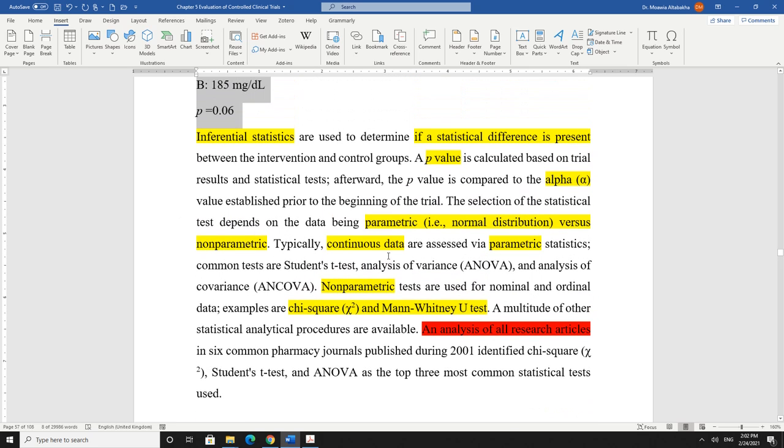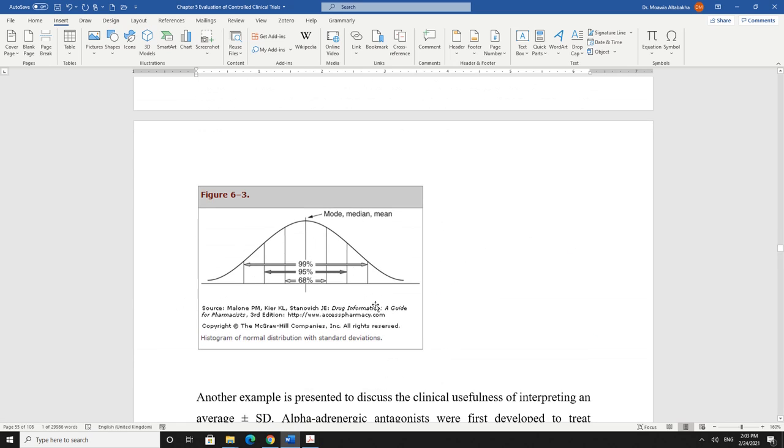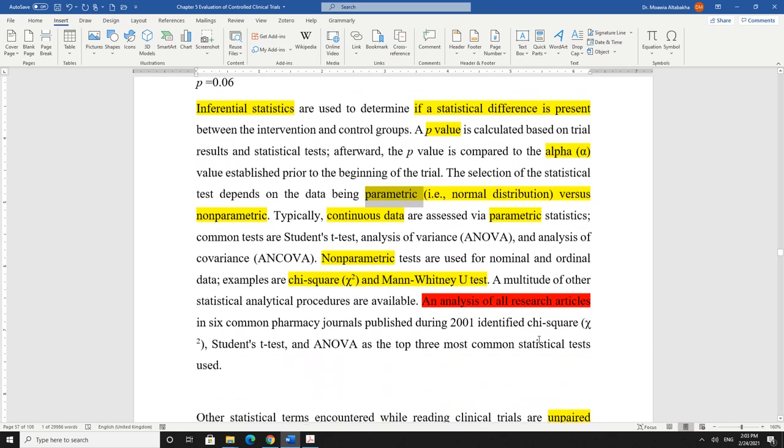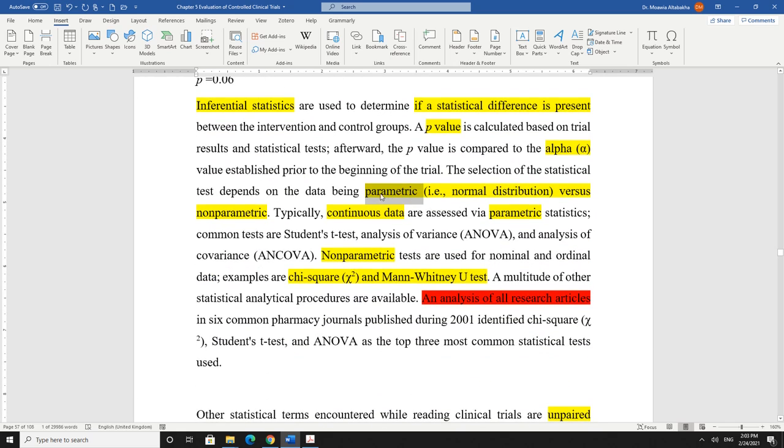Now, regarding the statistical tests we do, it depends on whether my data are parametric or non-parametric. Now there is a difference. When we say parametric, it means it follows a certain distribution, between brackets normal distribution. So if my data, as I have showed you before, follow a normal distribution, then I will apply parametric tests. And if not, then I will apply non-parametric tests.